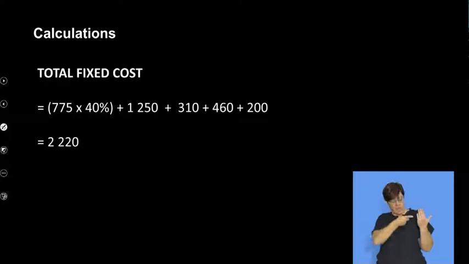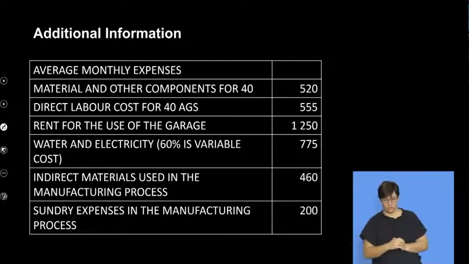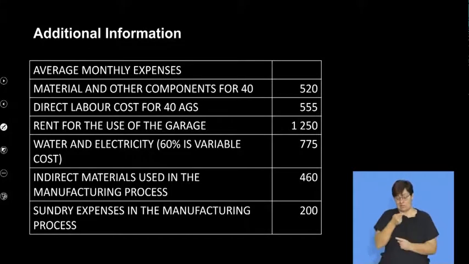Okay, now we are asked to work out the total fixed cost. So this is what we do. Firstly, let's identify our fixed cost. Okay? So immediately you go in and say, fine, we're looking at fixed cost, which would mean it would be my water and electricity, right?